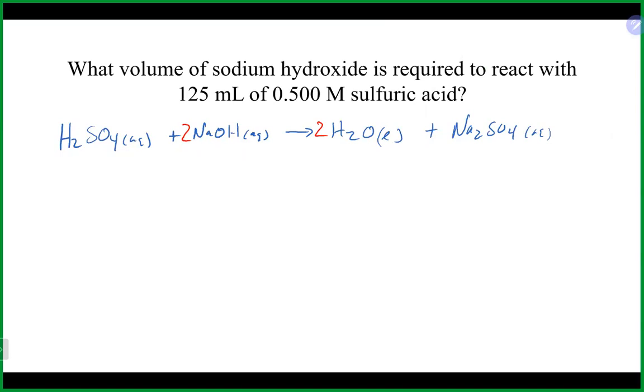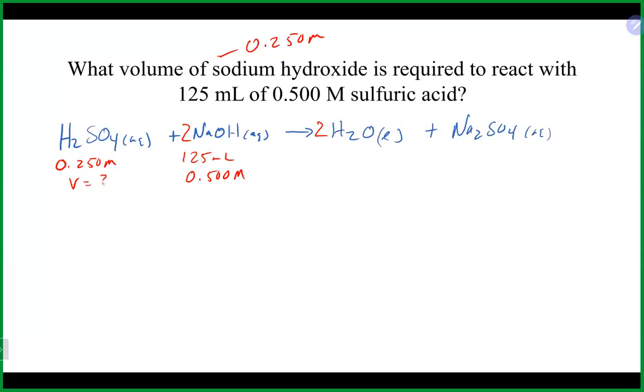At this point, I guess it would help to have some molarity for our sodium hydroxide, huh? I suppose that would probably help. So we'll just go with that one right there. We've got 125 milliliters and 0.5 molar. In this case, 0.25 molar sulfuric acid, and we are looking for a volume.